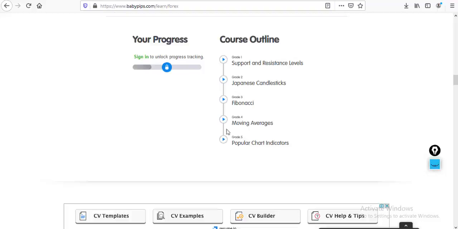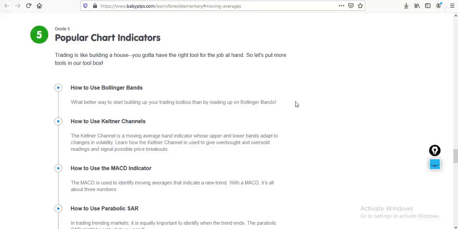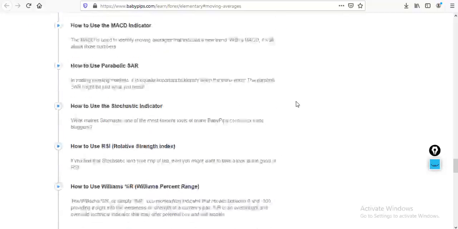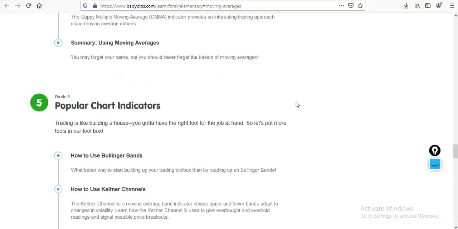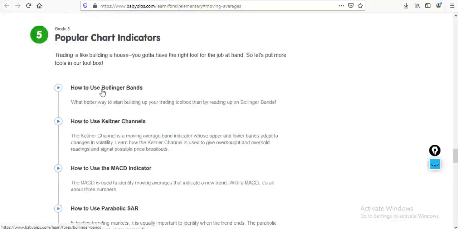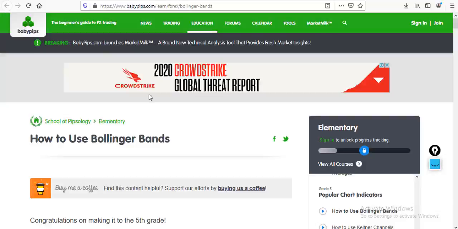So for us to begin grade 5 for today, let's draw the intro. Welcome back traders, and here is our course outline for grade 5. As you can see, it's fully packed and it promises to be interesting. So let's begin with Bollinger bands: how to use Bollinger bands.